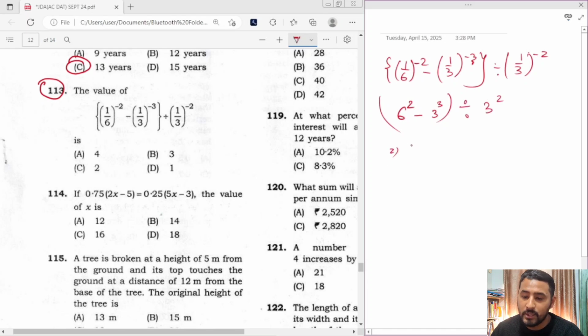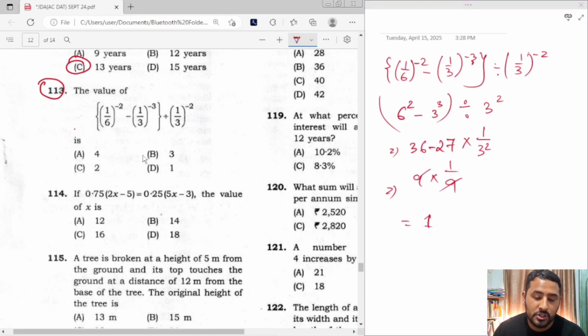So 6 squared will be how much? 36 minus 27. So divide. Now when you convert this divide into multiplication, you take the reciprocal of this, okay? 3 square, so you get 9 into 1 by 9. Cancel this, you get the answer as 1, okay? So the answer will be 1. For question number 113 it will be option number D. I hope this is clear.